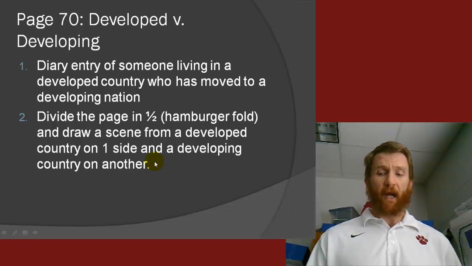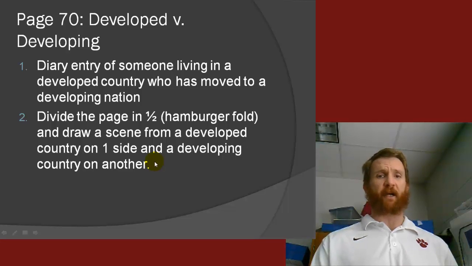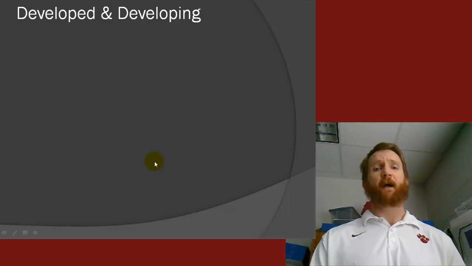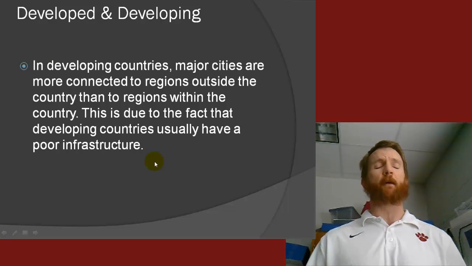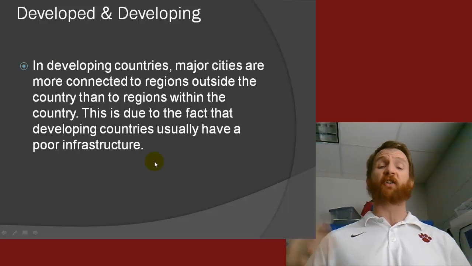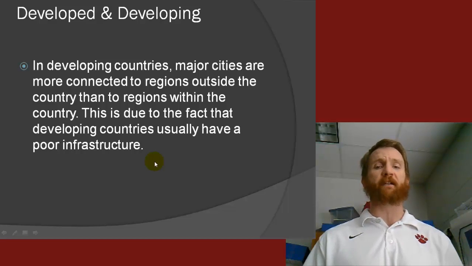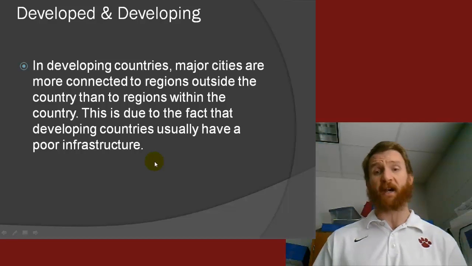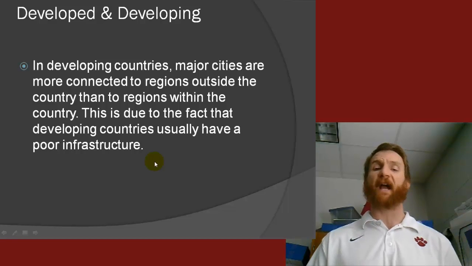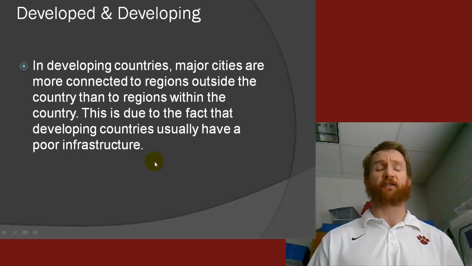All right. Last but not least, in your notes, there was some information about what to do on page 70. But the last thing it says is that in developing countries, the major cities are more connected to the regions and countries outside than within. It's due to the fact that they have a poorly developed infrastructure. Cities in developing countries are more connected to the outside because other areas and other cities don't have as nice an infrastructure, so they're not as well connected.